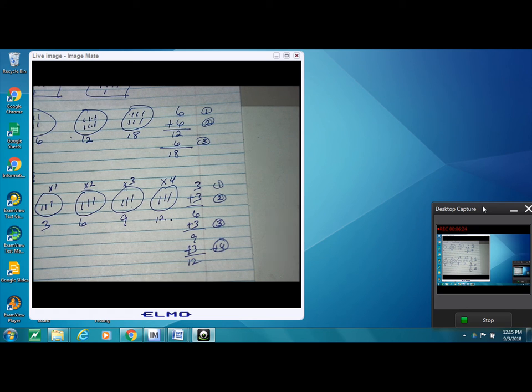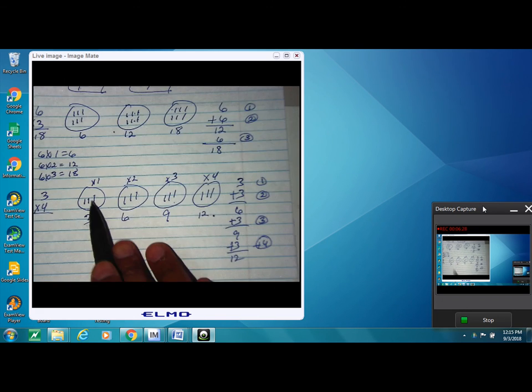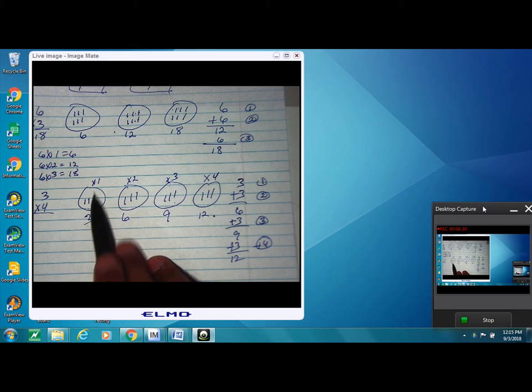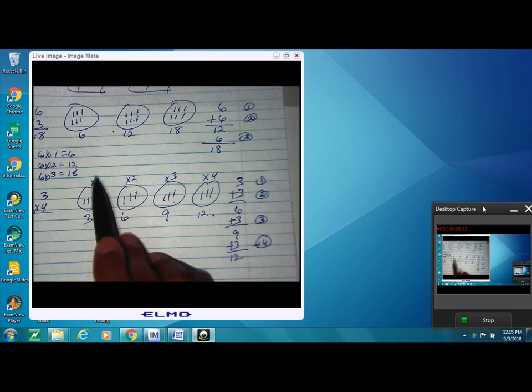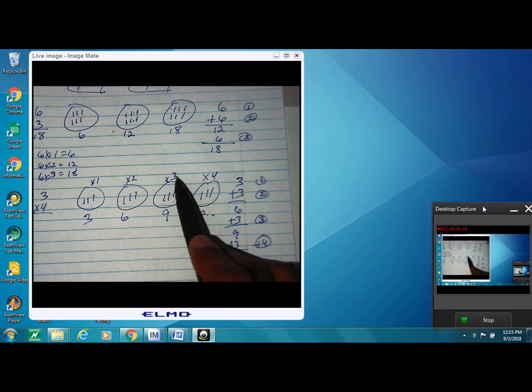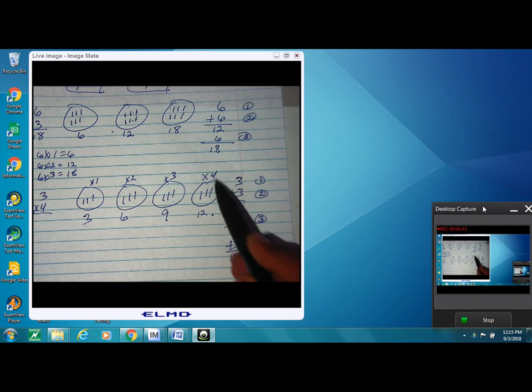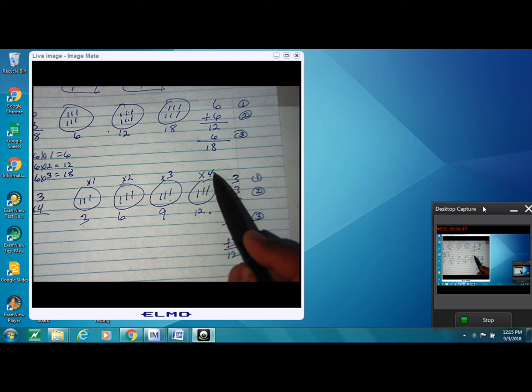Okay, so they're pretty much the same. We've done the same thing. We did the groups, and I did this to let you know the first time you did it, you got 3. That's 3 times 1. The second time you did it, that's 6. That's 3 times 2. The third time you did it, you got 9. That's 3 times 3. The next time you did it, you got 12, and that's 3 times 4.